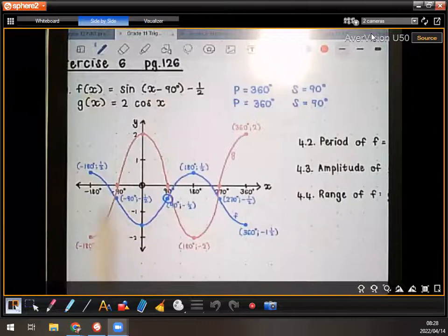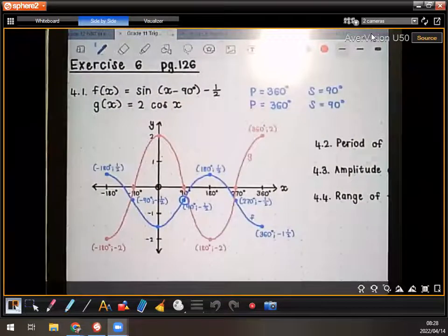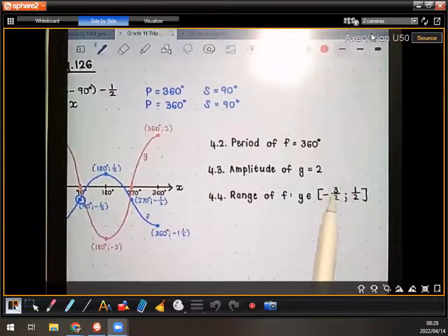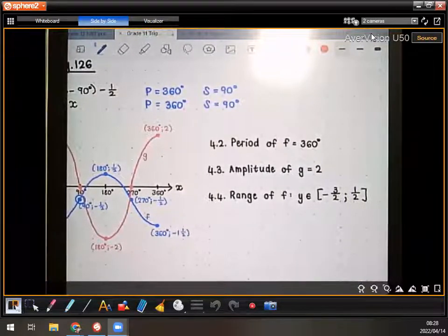And then they asked for the range of f, right? So f is the blue graph. So for the range, you've actually drawn the graph. You can just look at what your smallest y value is. So it's -1.5, right? Or -3/2, which is what I wrote there. -3/2, and the highest y value is 1/2. Okay, so that is the range of this graph. You just look at your actual graph and you go from your smallest y point to your biggest y point.